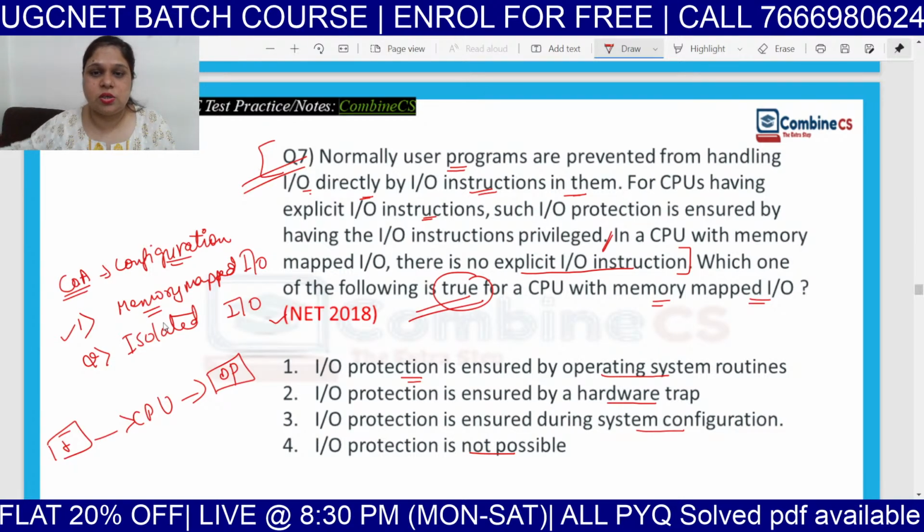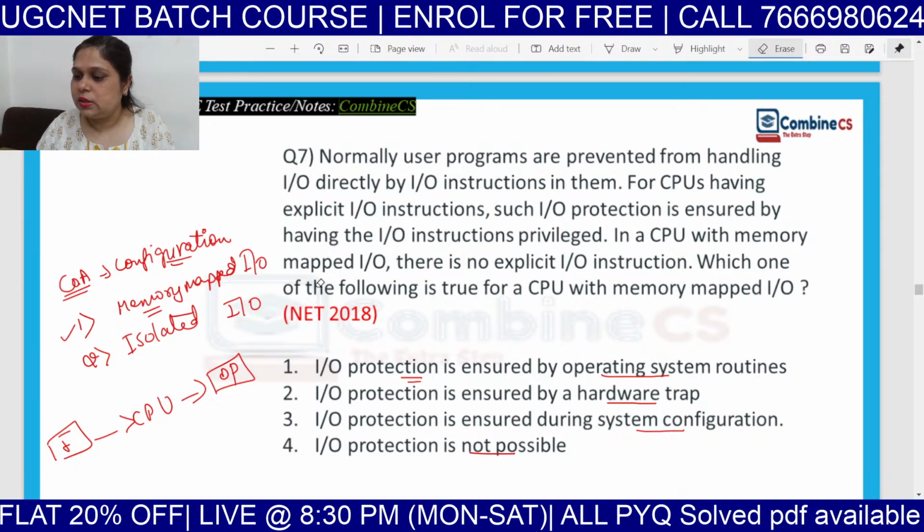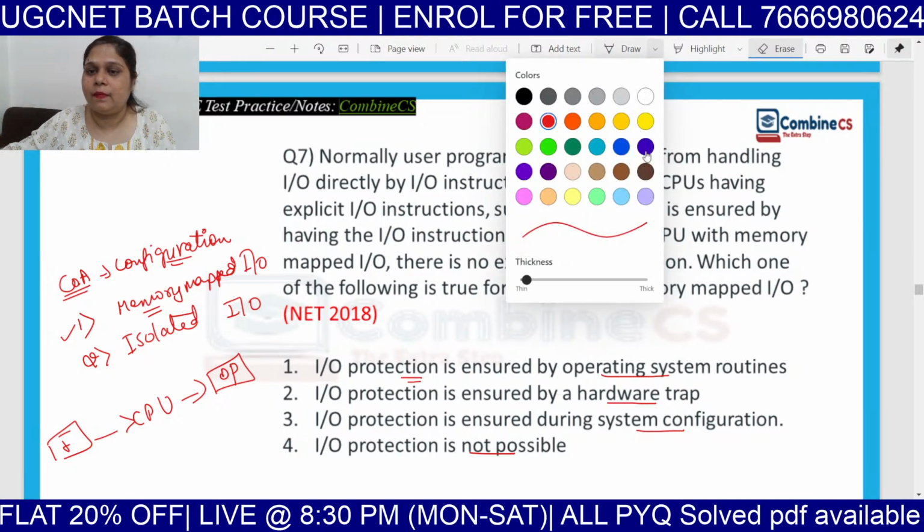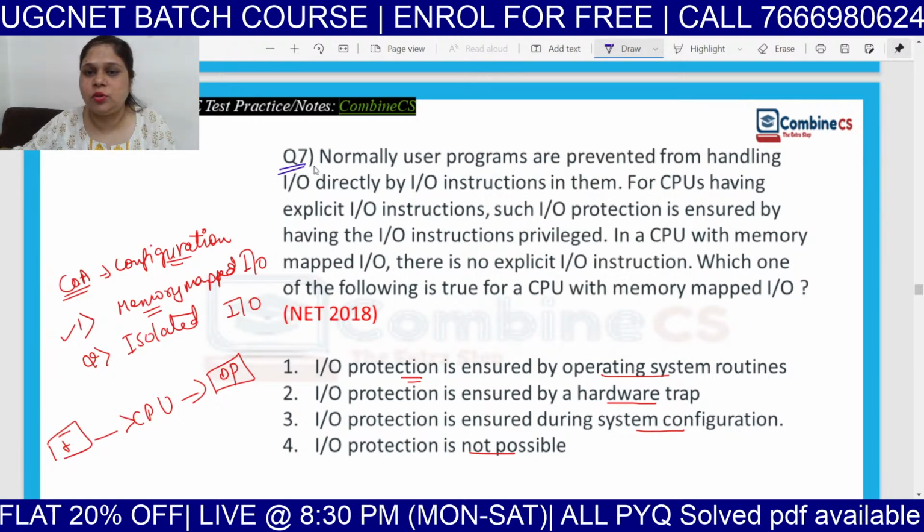Now what is the question? The question here is asked like this. See, in the question they have explained it. Just one minute. So I guess you now know the difference between memory mapped and isolated input output. That is understood first. Is it clear now what memory mapped and isolated input output are? Is the difference clear now? Yes or no?